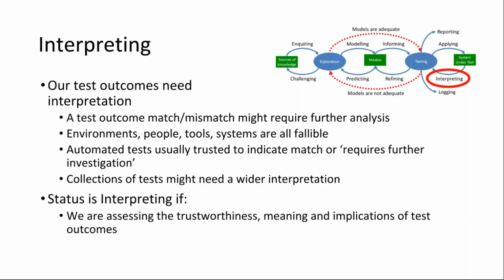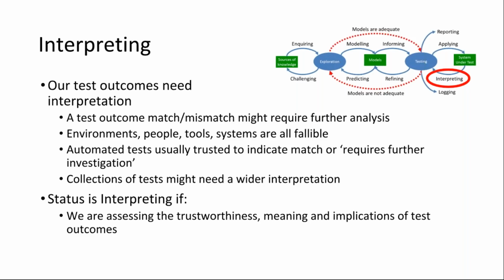at which point a fail described by a tool is a failure. We trust that. But it could also mean that we're looking at a whole suite of tests where we run 100 and 97 pass and 3 fail, and somebody has to make the call to say, well, what do we do next?